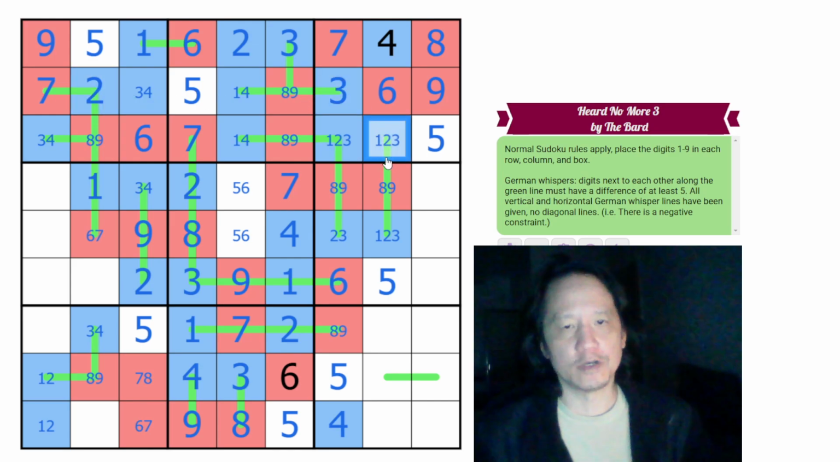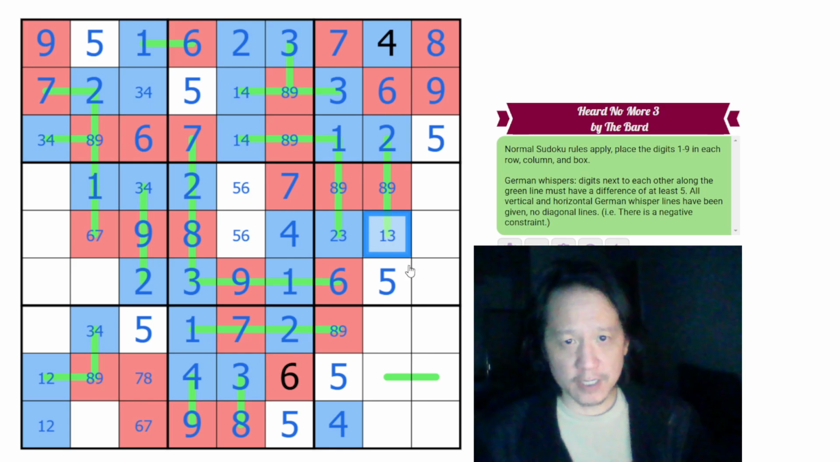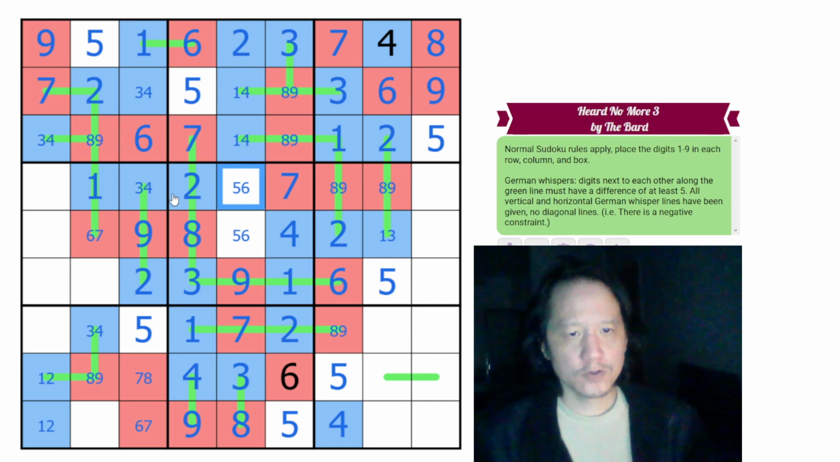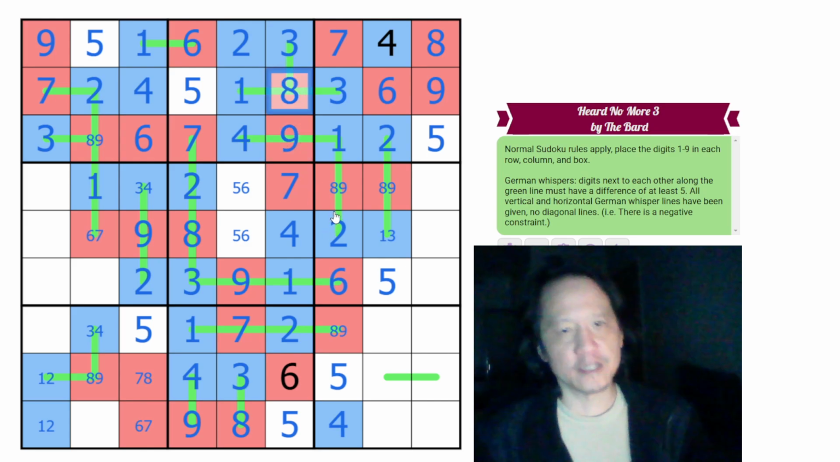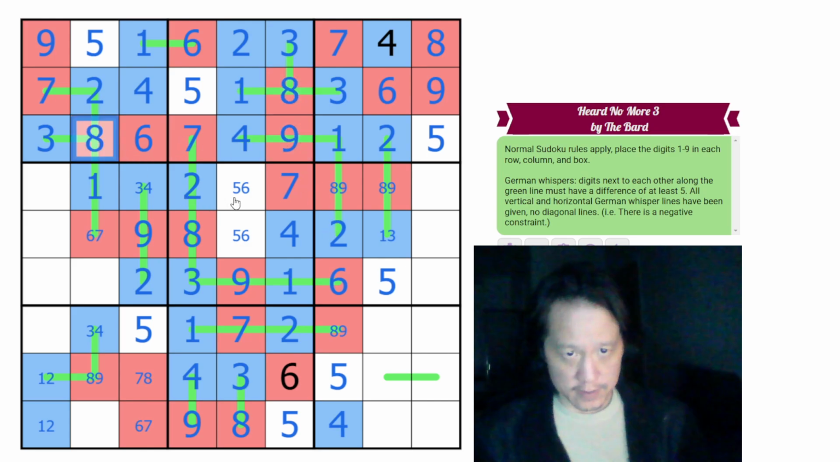This can't be 1 or 3, so this must be 2, which makes this a 1. So this cannot be 2. This can't be 3. This must be a 2. Okay. This is 5. This cannot be 3, so this is 4, which makes this a 3. This 4 means this has to be a 1, which makes this a 4. This 4 has to be next to a 9 on a German whisper line, so this is a 9. This is an 8, which makes that an 8.